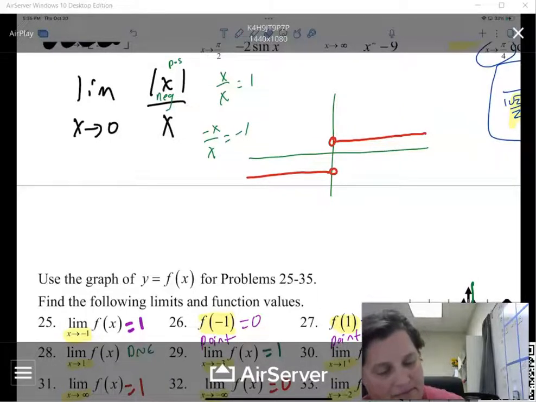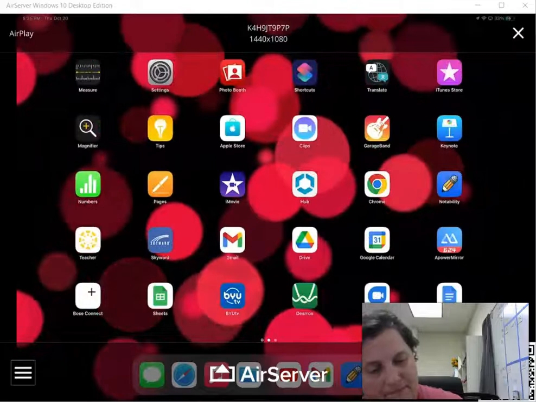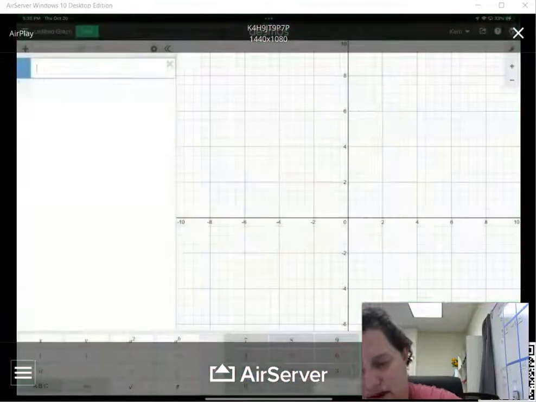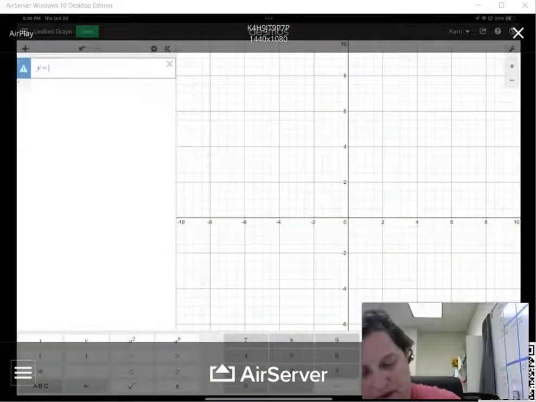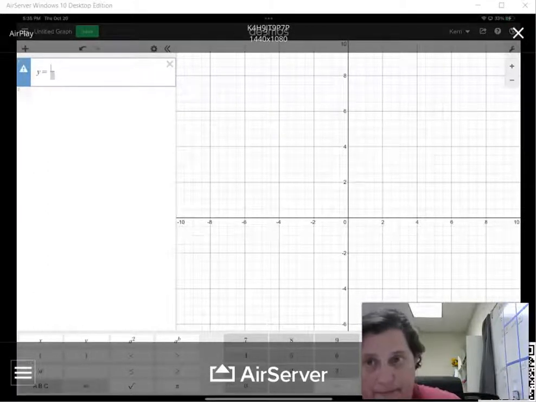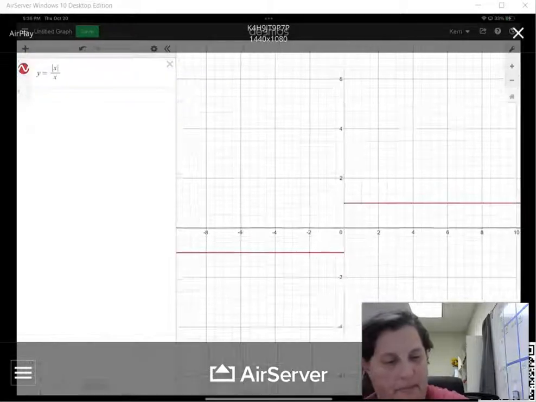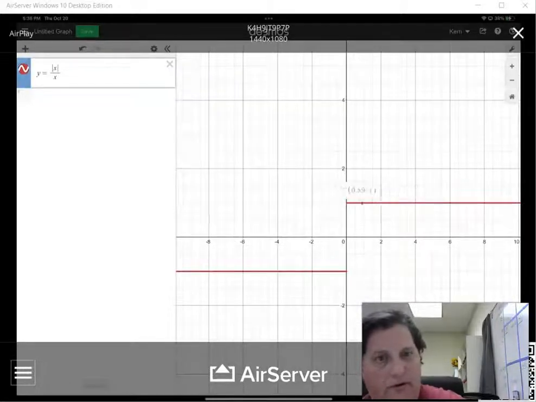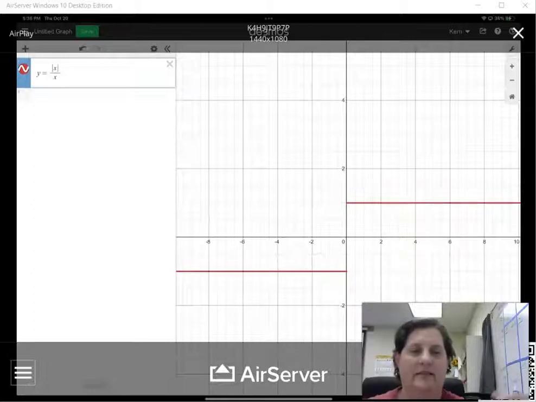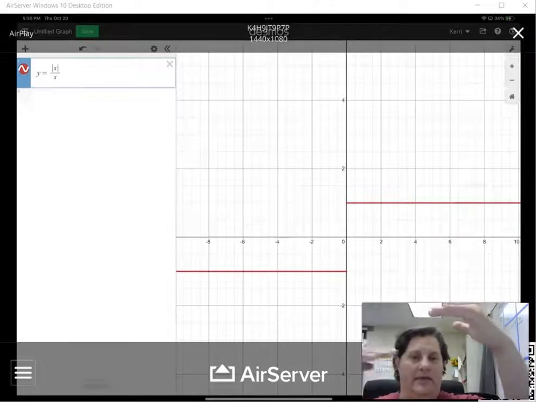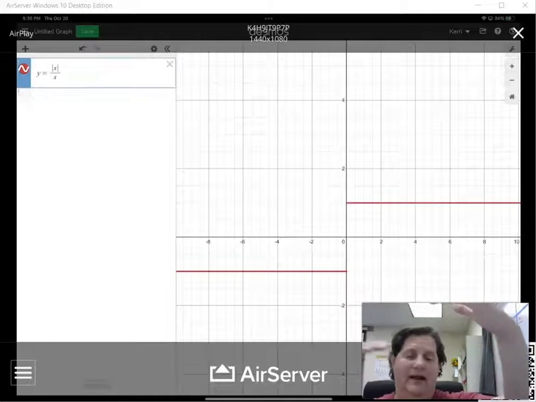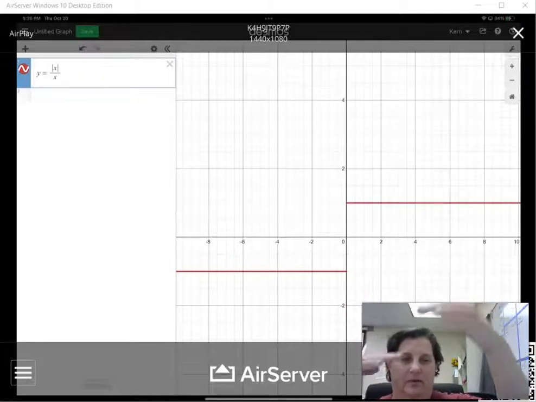Okay? Now, let me show you something real quick. Show you that I'm not lying. Here's what this graph looks like. Okay? Not that I would ever lie to you, children. Fraction, absolute value of x over x. Okay? So 1 approaching in at 1, 1 approaching in at negative 1. So if I'm finding the limit, any left limit will be negative 1, any right-hand limit will be 1.